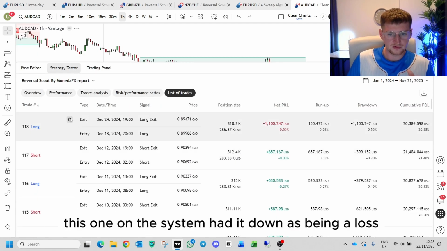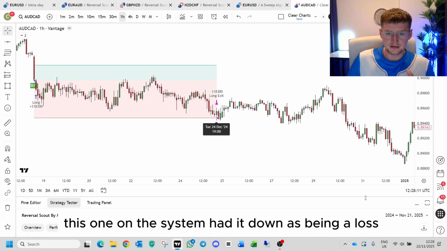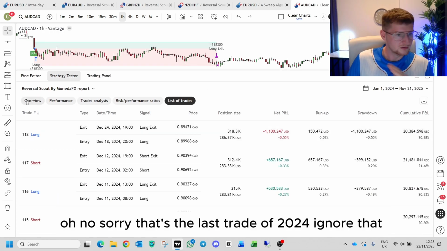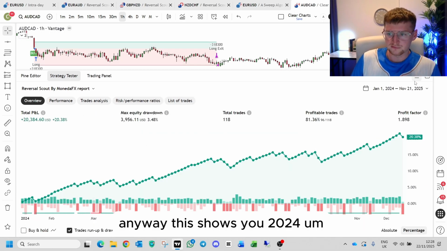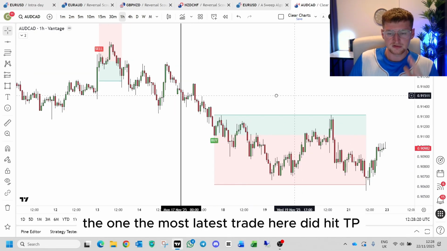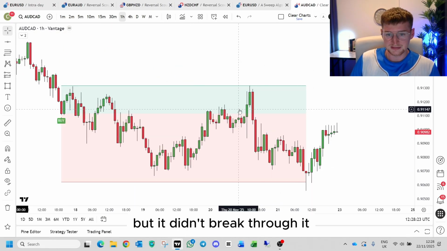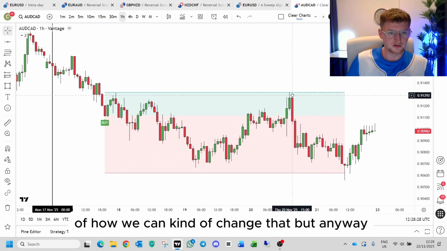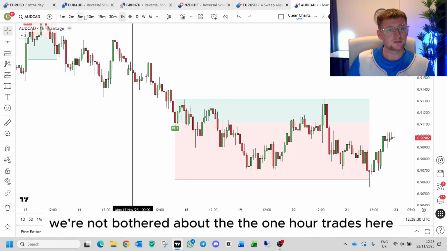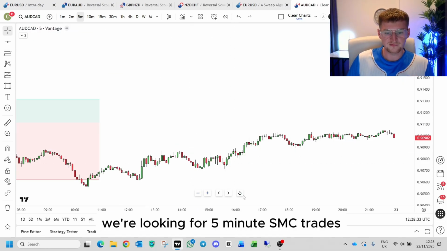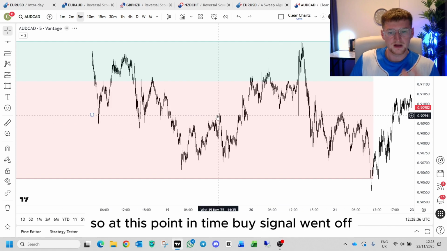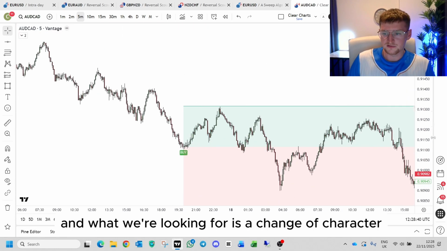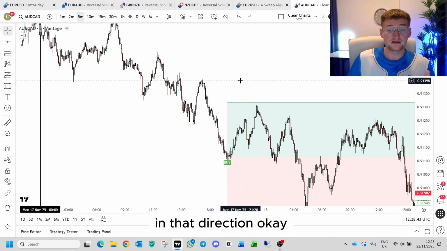Like I said, this one on the system had it down as being a loss there. Oh no, sorry, that's the last trade of 2024. Ignore that. Anyway, this shows you 2024. The latest trade here did hit TP, but it didn't break through it. So we're going to have to look into the Pine script of how we can change that. But anyway, we're not bothered about the 1 hour trades here. We're looking for 5 minute SMC trades. So at this point in time, buy signal went off, and what we're looking for is a change of character in that direction.